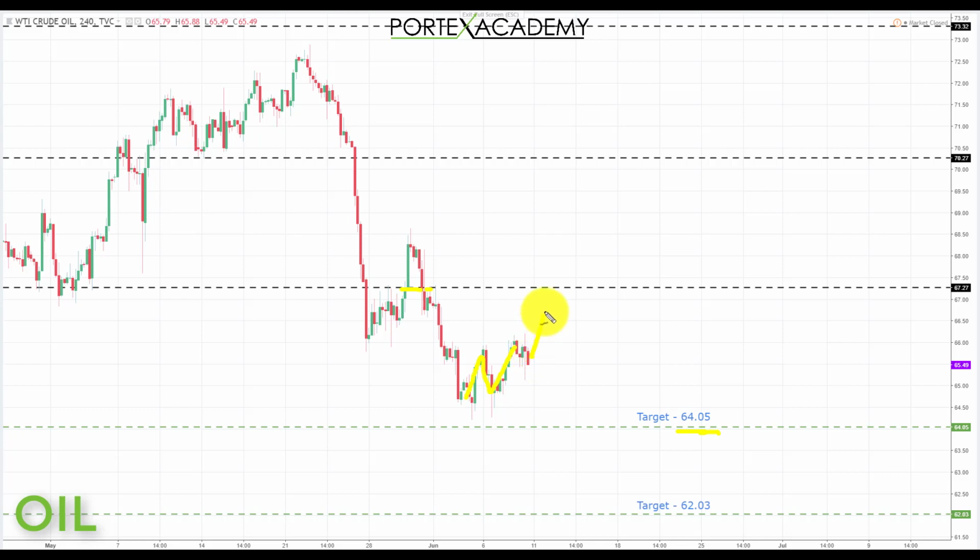Preferably, if we can get another pullback and a retest of broken support turning resistance, this would provide the best setup and opportunity in oil, and this would be a great place to start to look for bearish formations and patterns, looking, as I said, first of all down to the next key area of support to the downside at 64.05. And if we can get a breakthrough here, we're going to be looking down towards the next key area of support and target 2 at the 62.03.